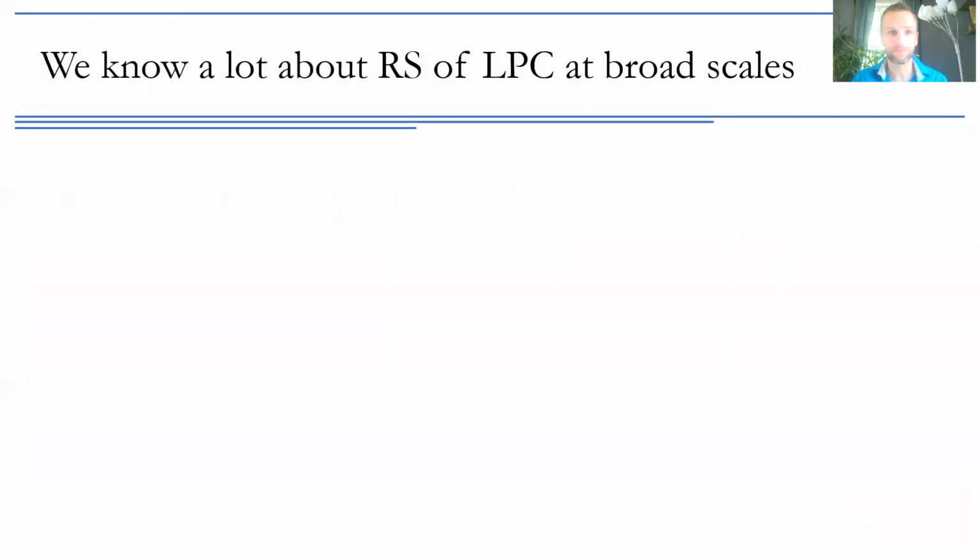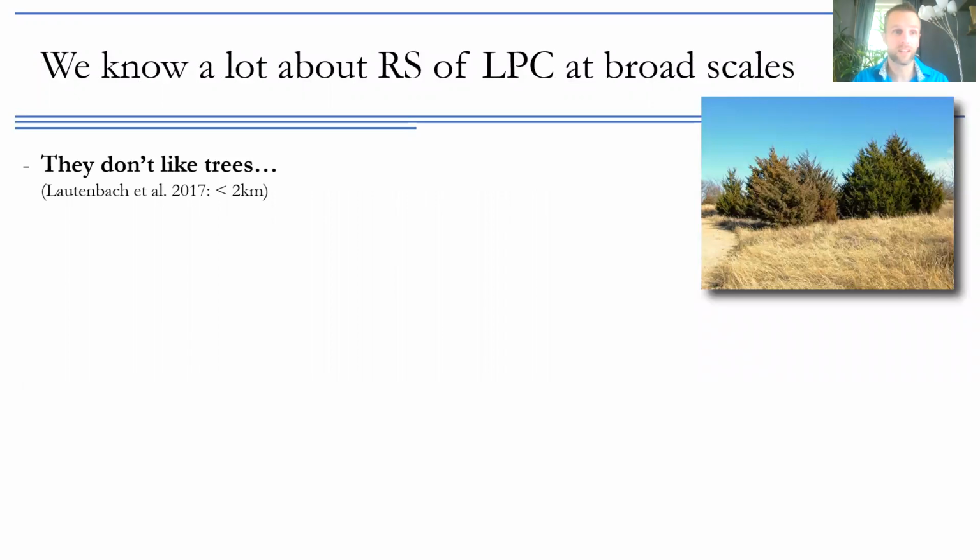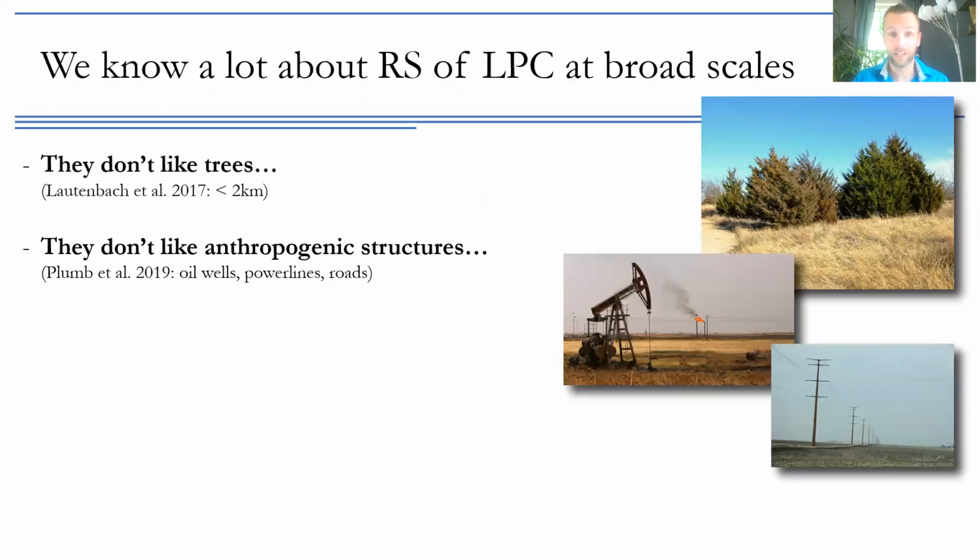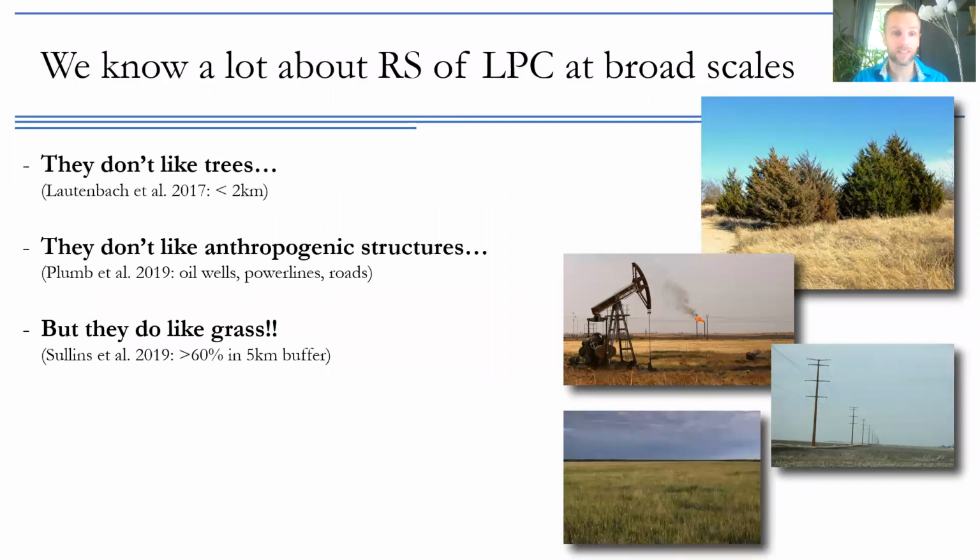We already know a lot about resource selection of lesser prairie chickens at broad scales. We know that they don't like trees. We do know that they don't like anthropogenic structures like oil wells, power lines, and roads. We do know that they like grass. At least they need a lot of grass on the landscape to even occur, at least 60% in a 5-kilometer buffer, and thrive at higher values, like 70 or 80% grassland.